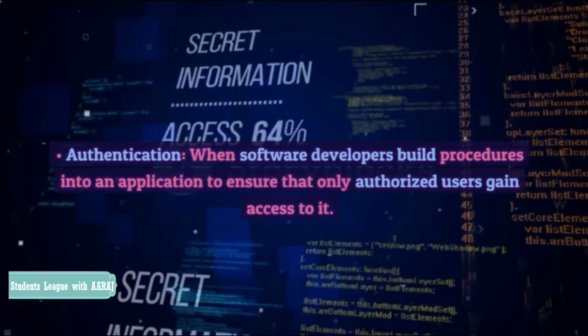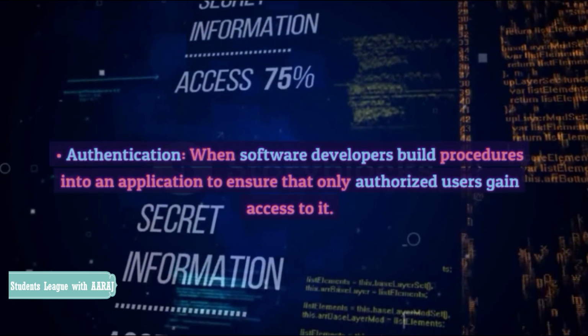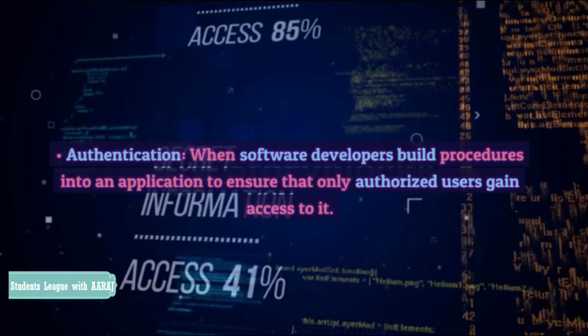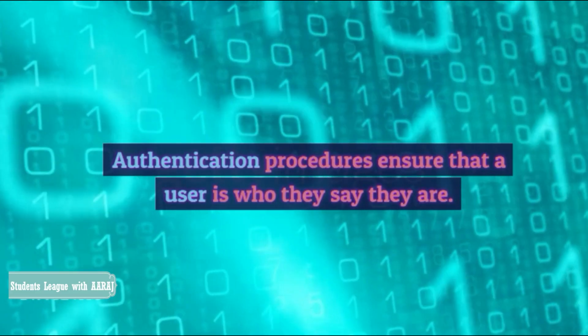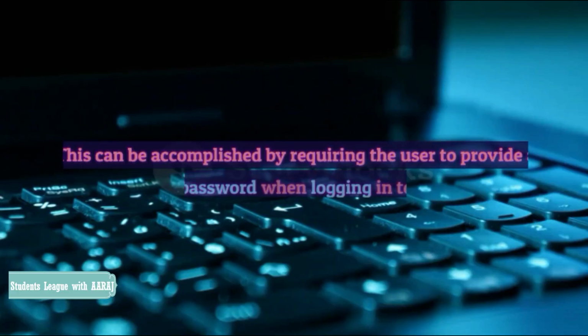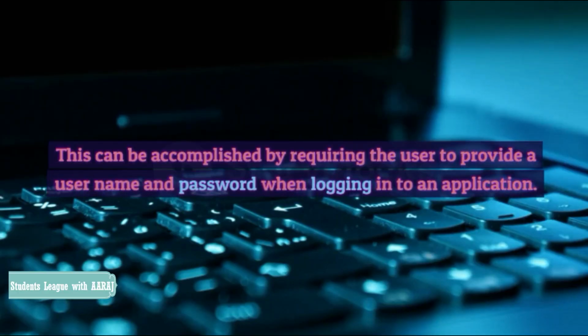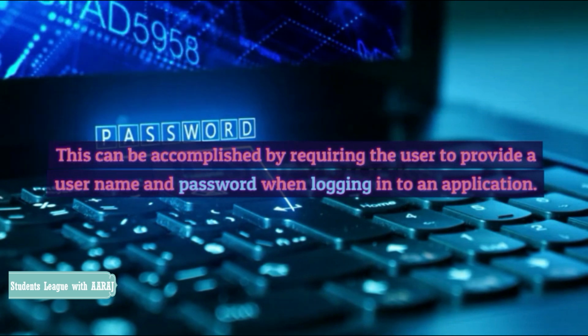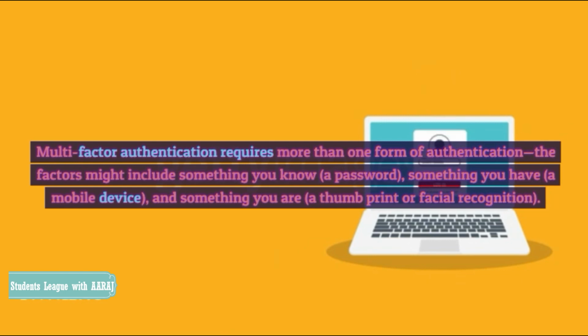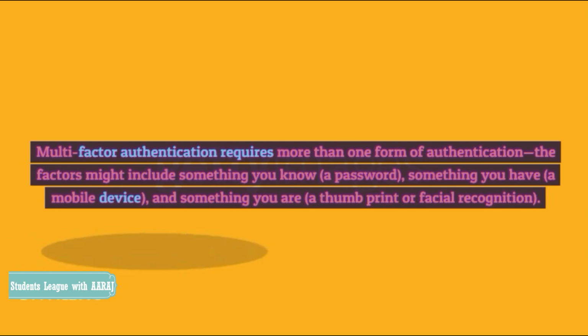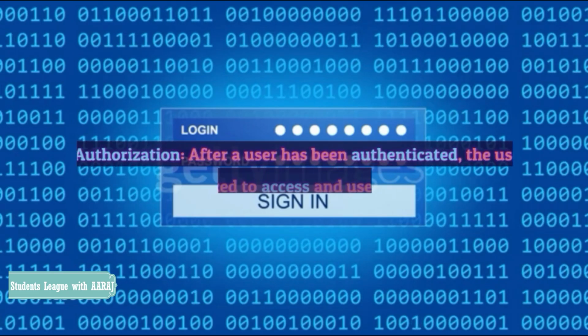Authentication. This is when software developers build procedures into an application to ensure that only authorized users gain access to it. Authentication procedures ensure that a user is who they say they are. This can be accomplished by requiring the user to provide a username and password when logging into an application. Multi-factor authentication requires more than one form of authentication. The factors might include something you know, a password; something you have, a mobile device; and something you are, a thumbprint or facial recognition.